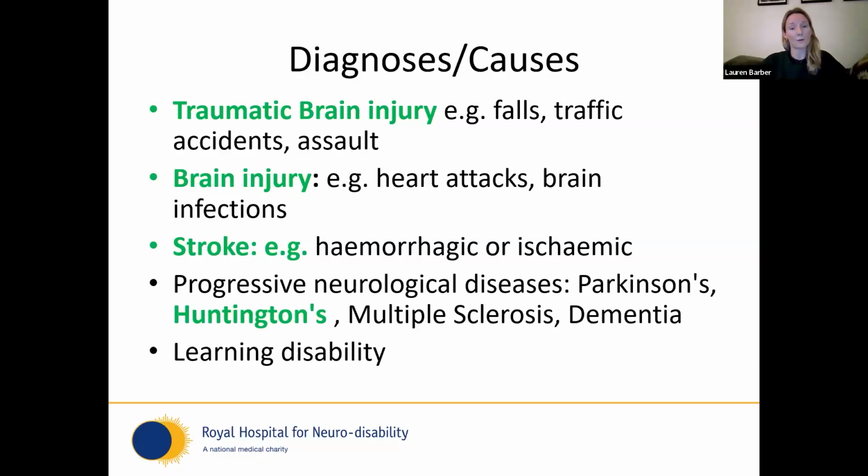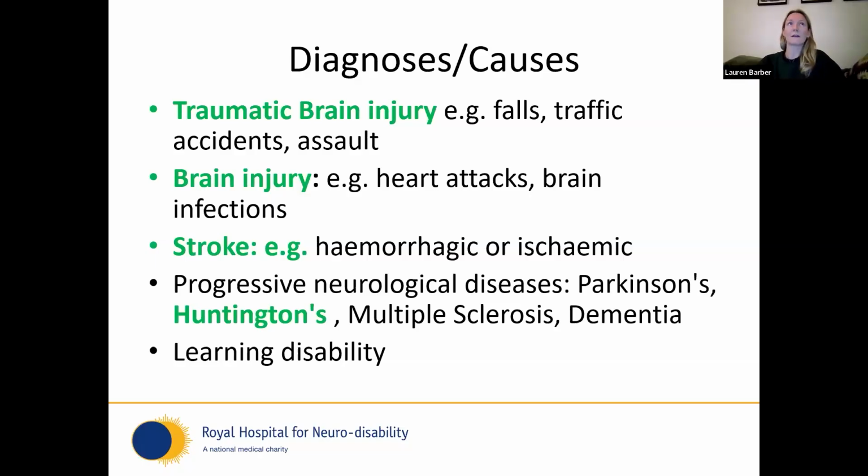Then another common one that we see is stroke. And within strokes, it can be hemorrhagic, which is when there's a brain bleed, or ischemic, which is when there's a blood clot that blocks the blood flow to the brain. So again, the blood flow to the brain is very important for delivering oxygen so that it can function. Then your progressive neurological diseases are things like Parkinson's, or Huntington's, multiple sclerosis, or dementia.